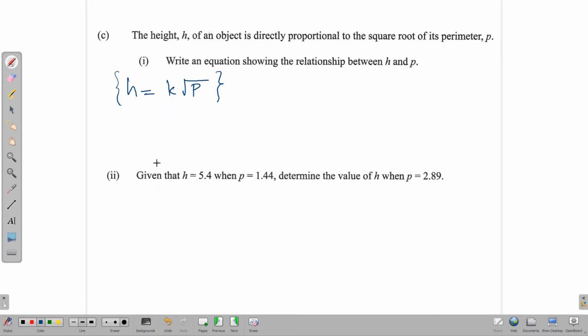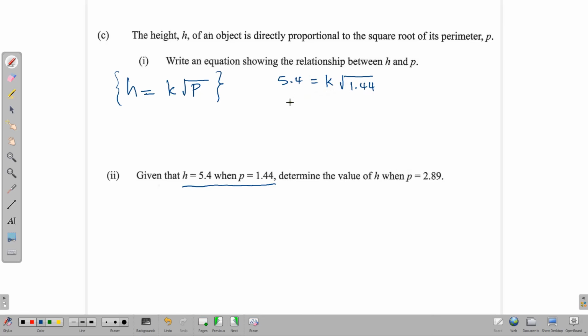And we are told that given that h is 5.4 when p is 1.44, we are to determine the value of h when p is equal to 2.89. So we're going to use this pair of values, plug them into this, and get a more specific form of this equation. So h is equal to 5.4. 5.4 is equal to the constant k, which we don't know yet, times the root of 1.44.